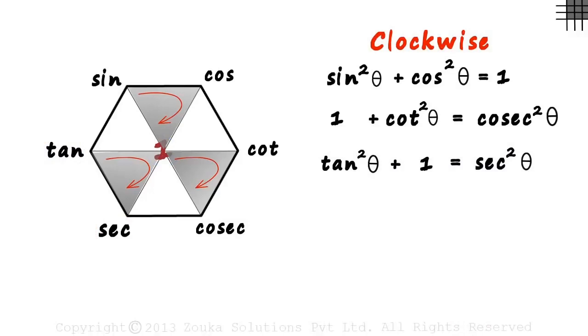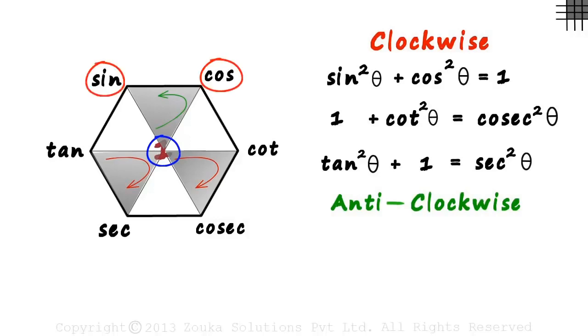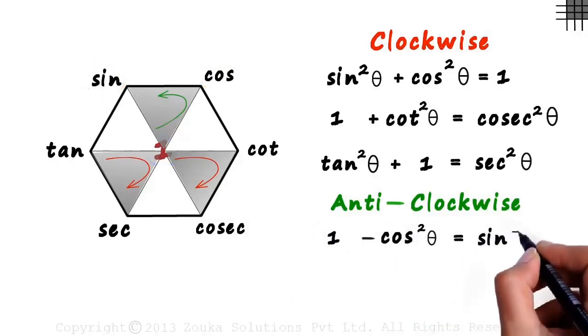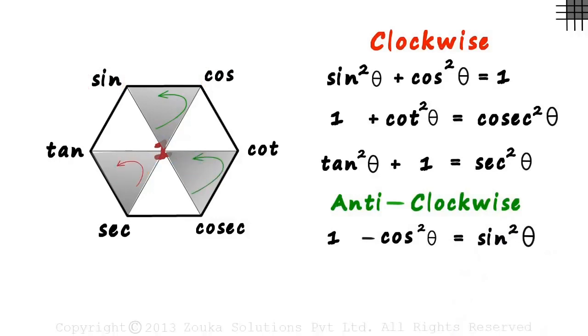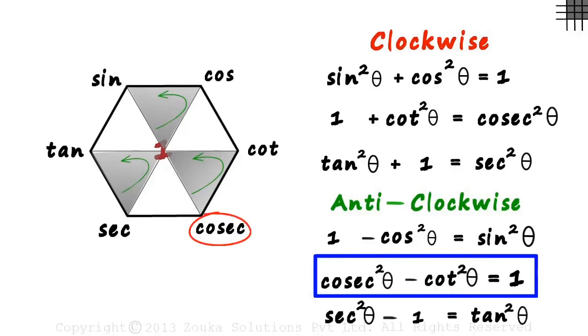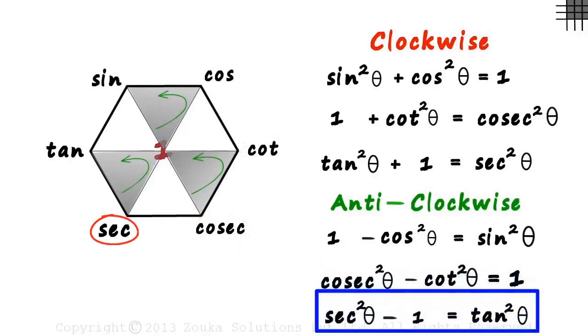Amazing, isn't it? This arrow can also be drawn anti-clockwise from the bottom of the triangle, like this. The only difference with anti-clockwise is that there will be a minus sign before the second term. So it will be this squared minus this squared equals this squared. So we can say that 1 minus cos squared theta will equal sine squared theta. Similarly, if these two also became anti-clockwise, we get 2 more results. Cosec squared theta minus cot squared theta equals 1. And sec squared theta minus 1 equals tan squared theta.